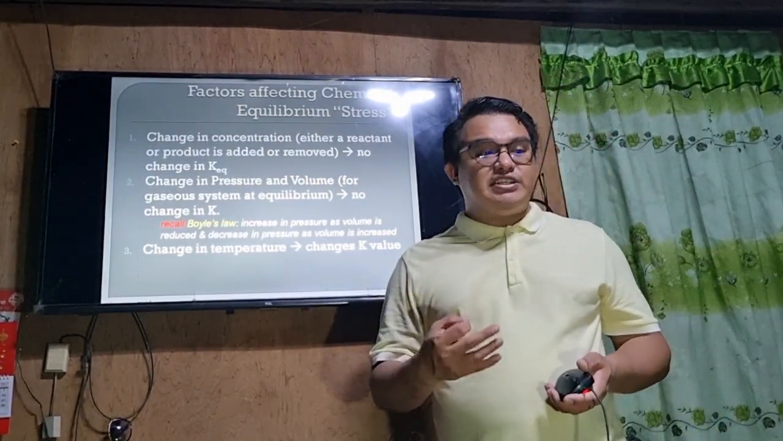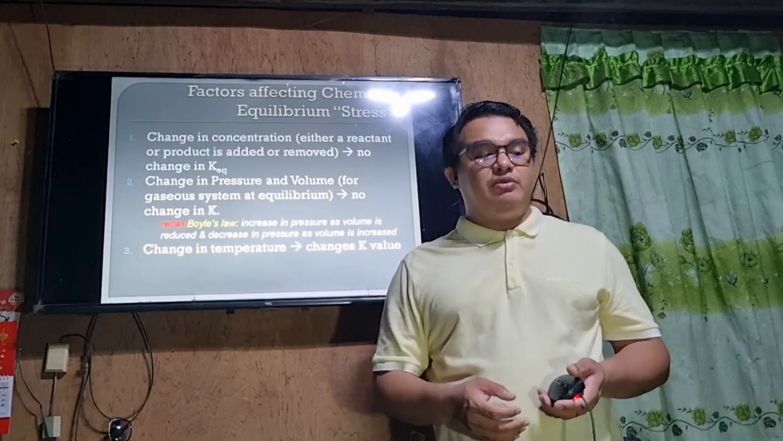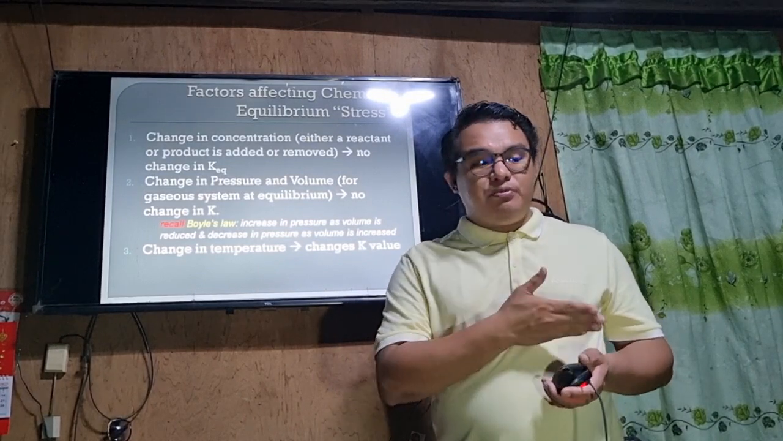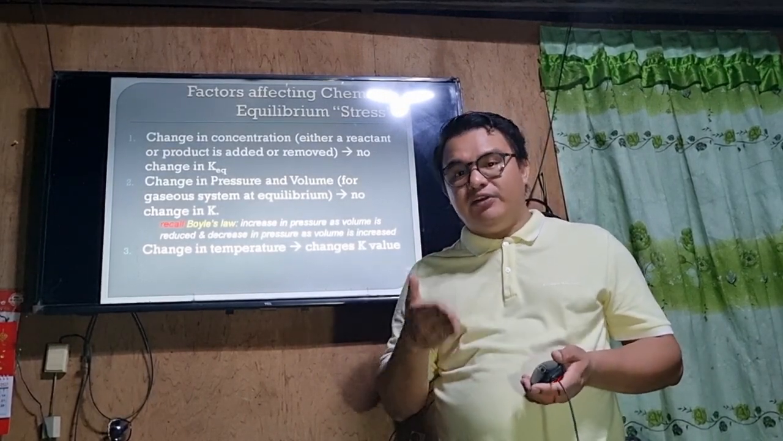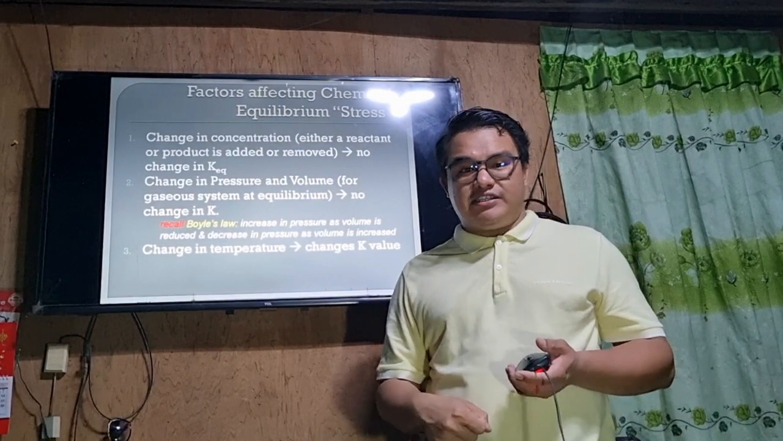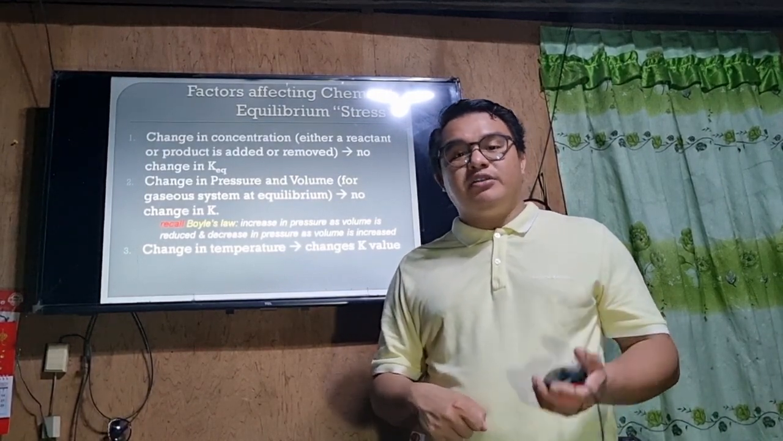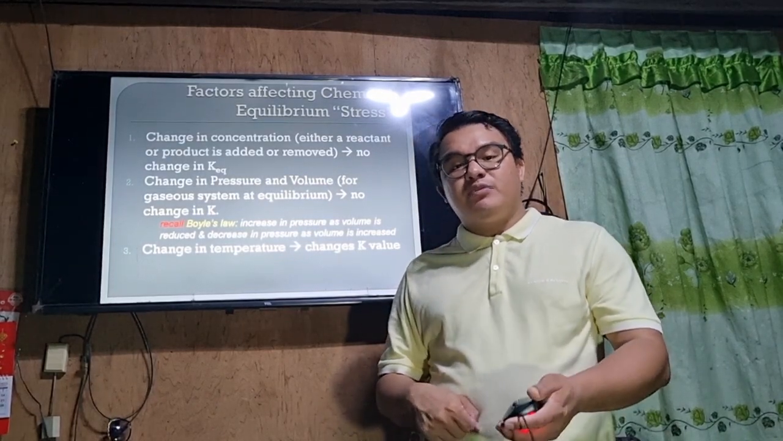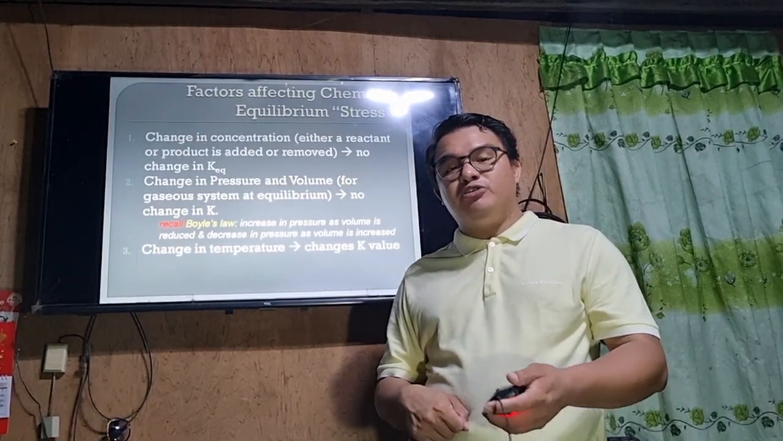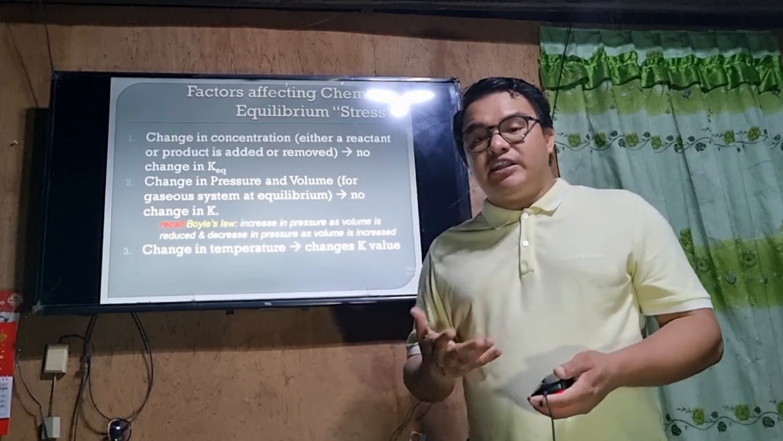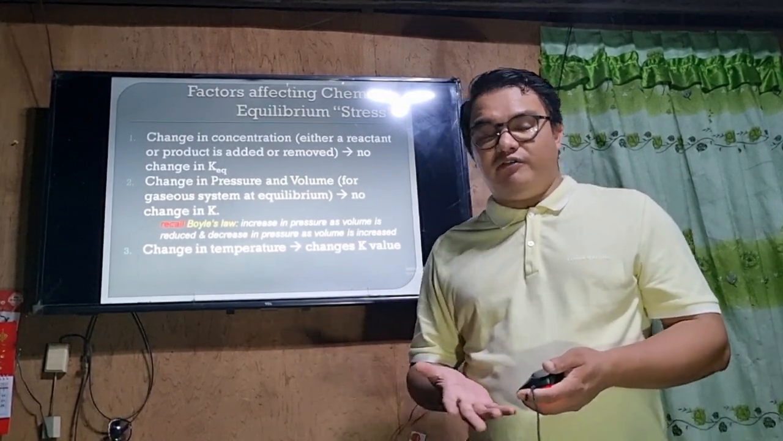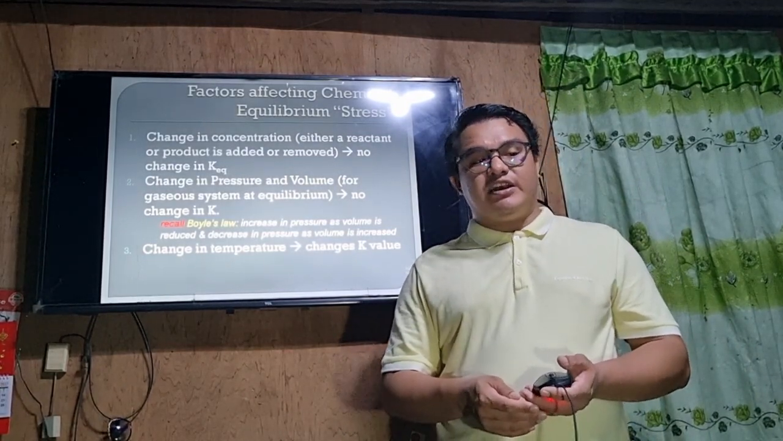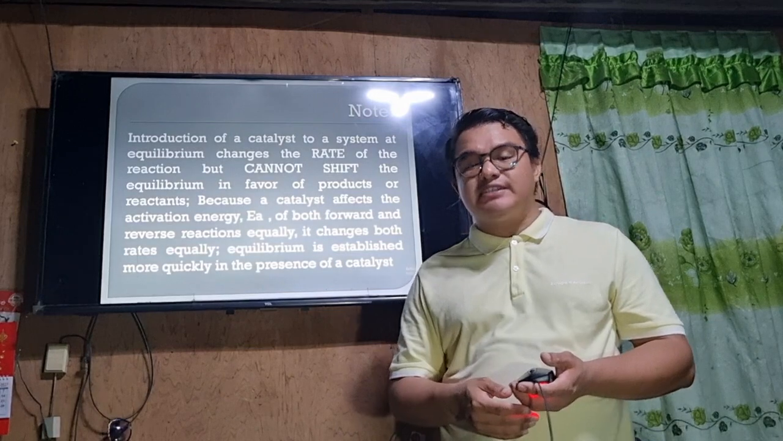Now the third factor that affects chemical equilibrium is change in temperature, but changing the temperature means changing the value of the equilibrium constant also. Remember that on the hydrogen and iodine producing hydrogen iodide, there is an application of temperature over there. So that applies to the factors affecting chemical equilibrium by stress.